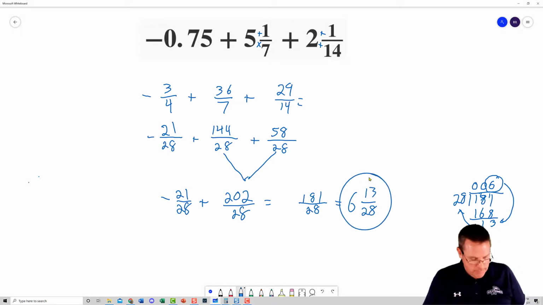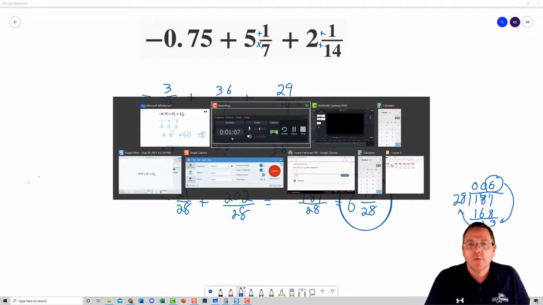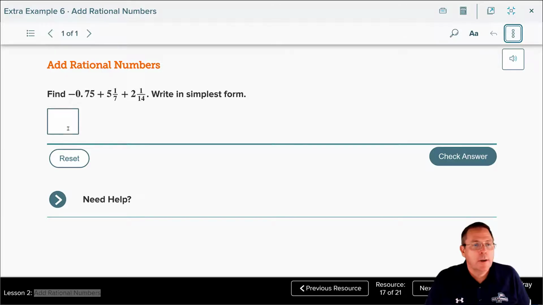Let's go back and check it and see if we did well with this problem. That's going to be right here.